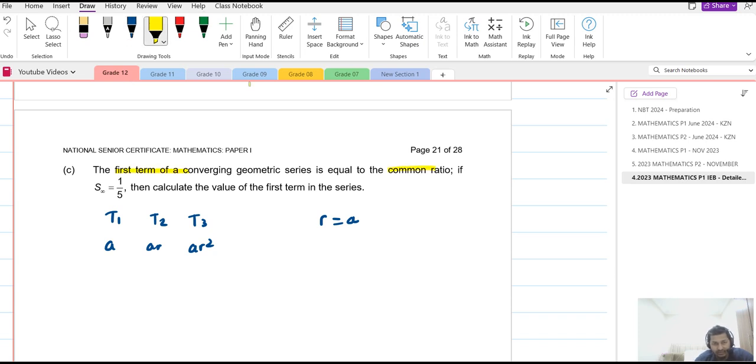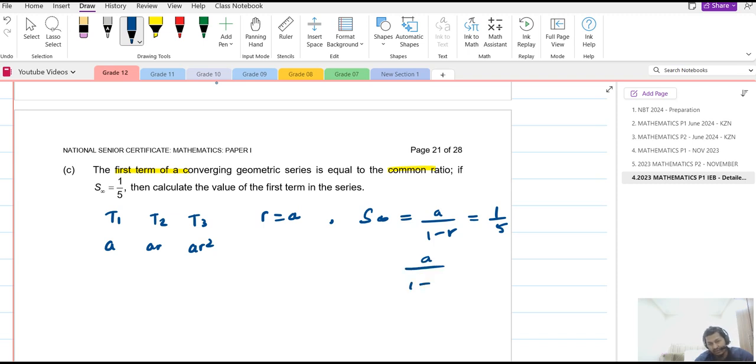Okay, trying to interpret this as we go along. Right, so we know r is equal to a, and what else did they tell us? The sum to infinity is 1 over 5, so that's quite simple. What is the formula for sum to infinity? It is a over 1 minus r, and that's equal to 1 over 5. So now we know what they want: calculate the value of the first term of the series. So replace r with a: a over 1 minus a equals 1 over 5.